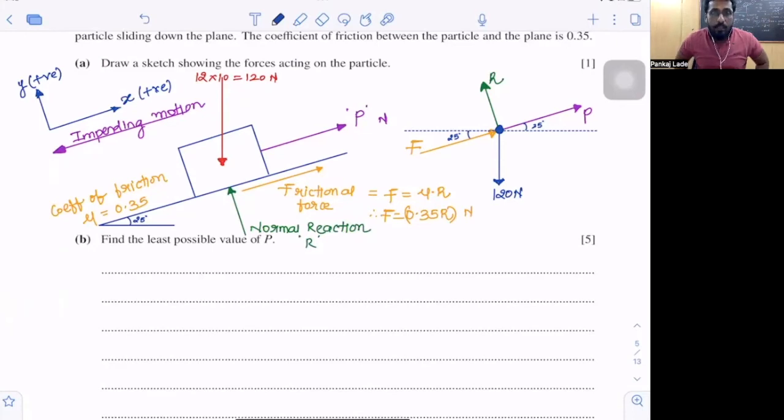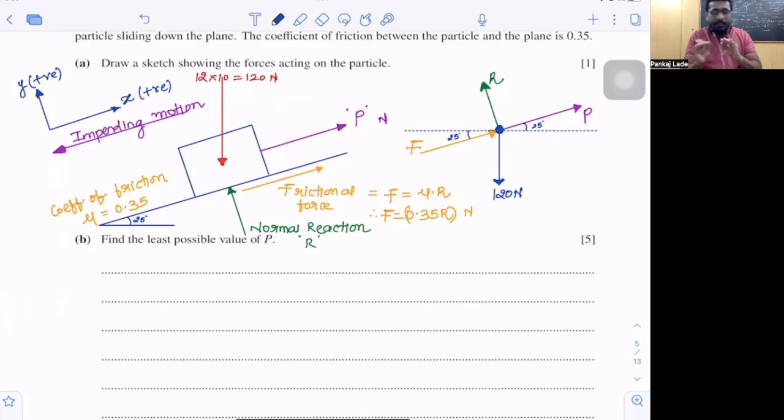So what I've done is I have taken my x and the y-axis as along and perpendicular to the plane. So 3 of the forces are directly lying along the x and the y-axis. Only the 120 Newton force is not along the x or the y-axis. So I need to resolve that 120 Newton force. The 2 components of the 120 Newton force will be now along the plane and perpendicular to the plane.